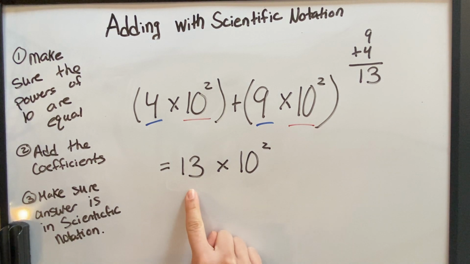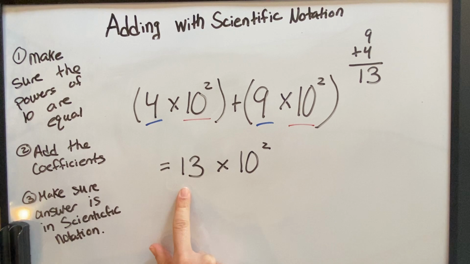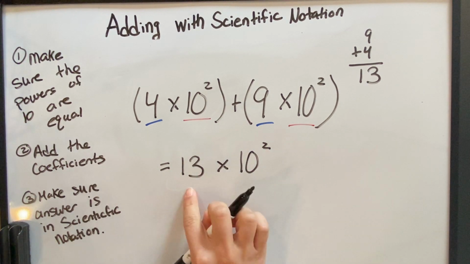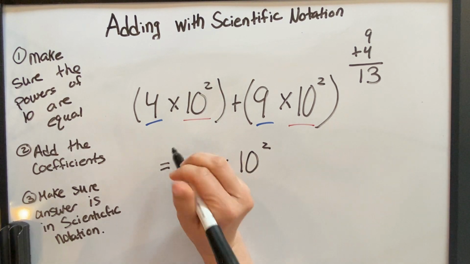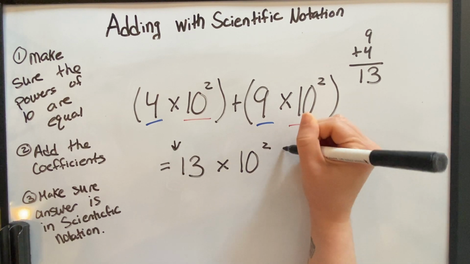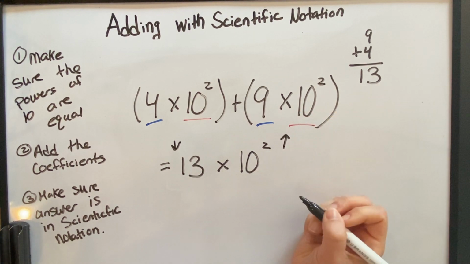Okay, here's my coefficient. Is my coefficient greater than 1? Yes. Is my coefficient less than 10? No. So my answer is not in scientific notation here. So we must fix my answer. My number here, 13, is too big. We need to make this smaller. So if we need to make this number smaller, this one, my exponent, must get bigger.